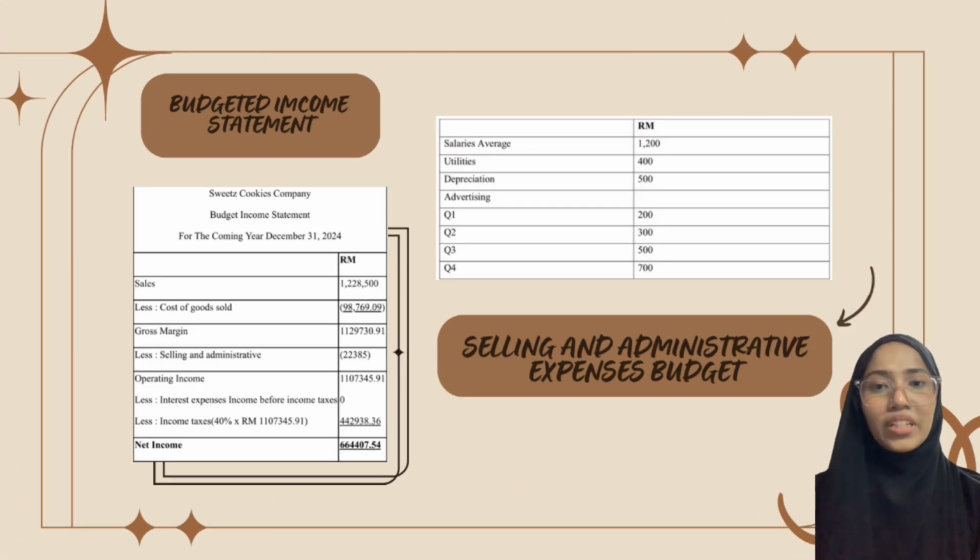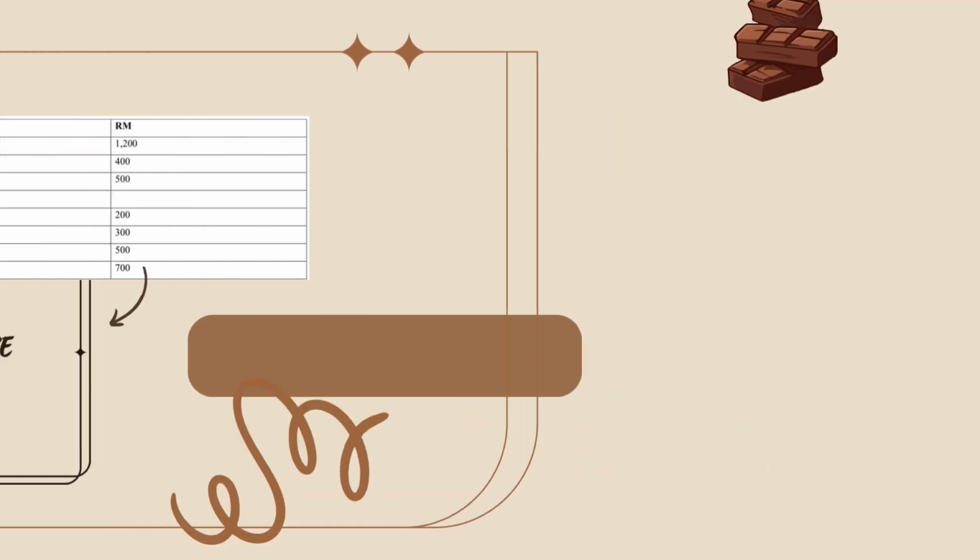The Sweetz Cookies Company overhead budget projects RM132,280 annually, comprising RM72,280 in variable cost and RM60,000 in fixed cost. It covers utilities, rent, depreciation and supervisory salaries, aiding cost management.